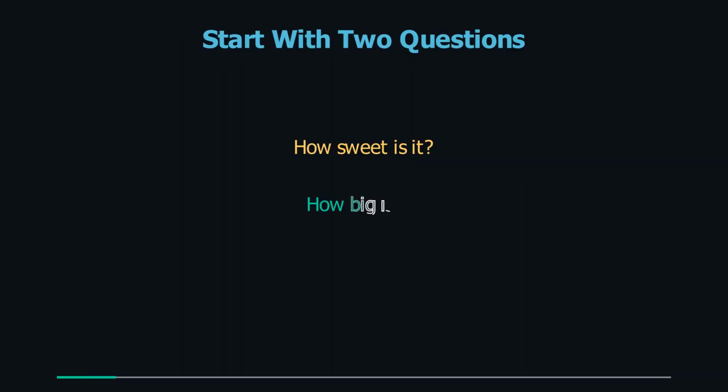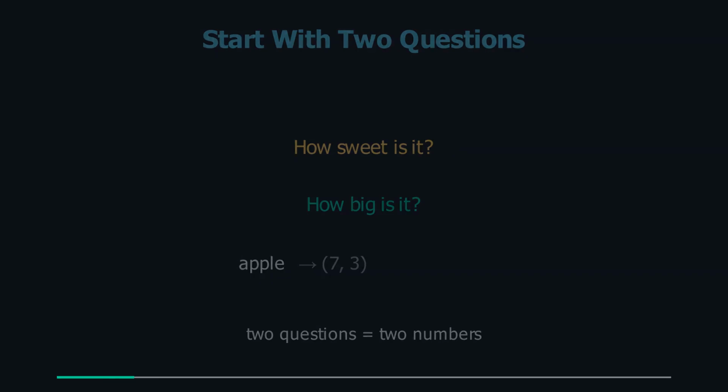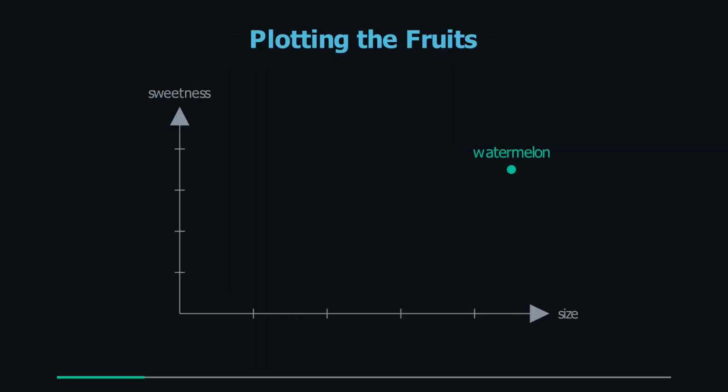Let's build the idea using fruit. Ask two simple questions about each one. How sweet is it? And how big is it? Every fruit becomes just two numbers, one answer per question. Draw two lines, one for size, one for sweetness, and place each fruit as a dot using its two numbers.